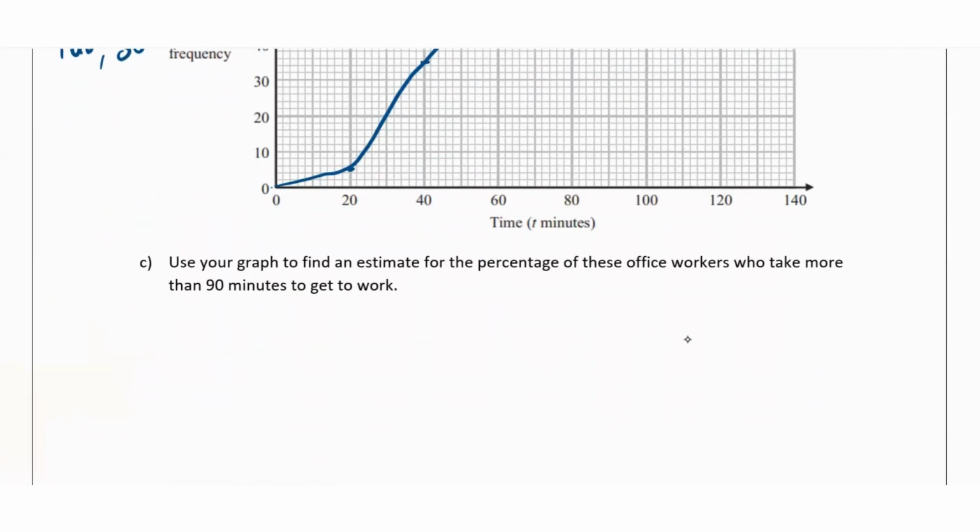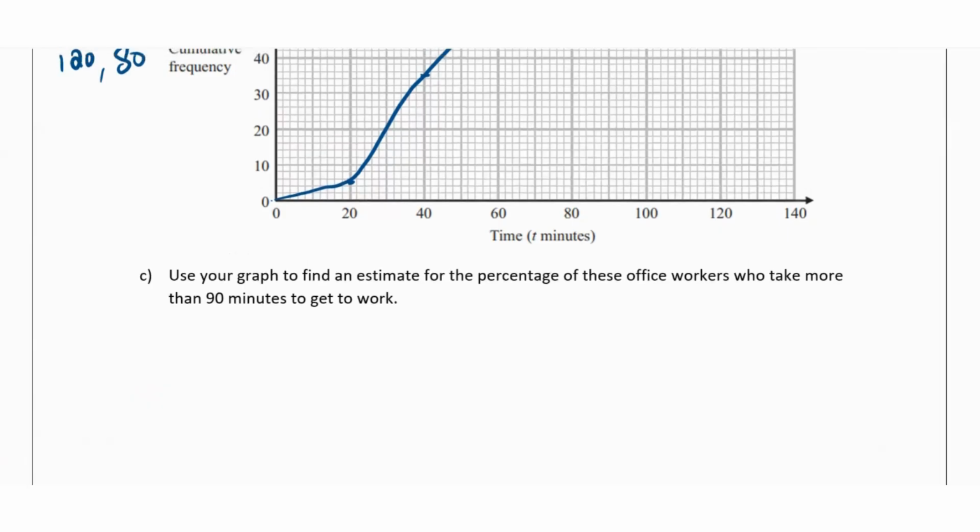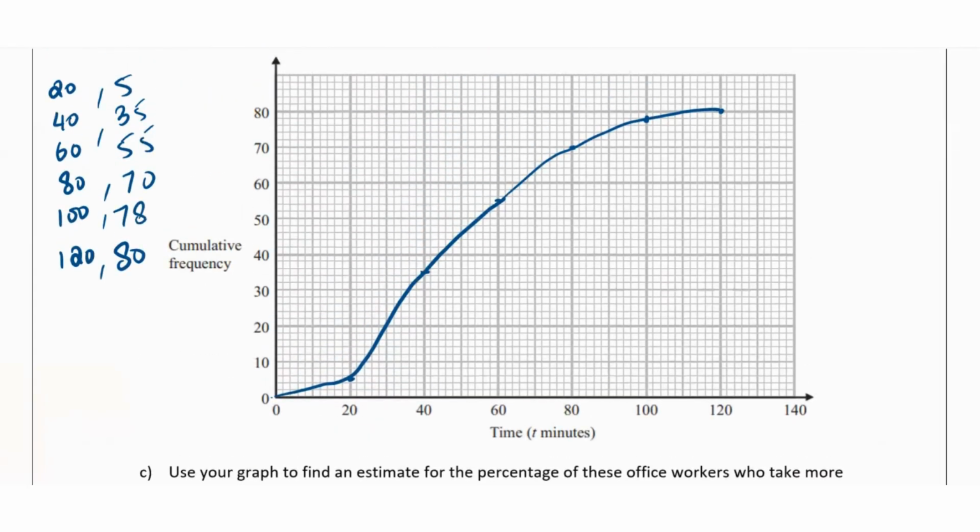Use your graph to find an estimate for the percentage of these office workers who take more than 90 minutes to get to work. So for more than 90 minutes, you draw a line at 90 towards the graph. So we're getting 74 over here. So between 80 and 74, how many workers take more than 90 minutes? That's 6. So 6 workers over here.